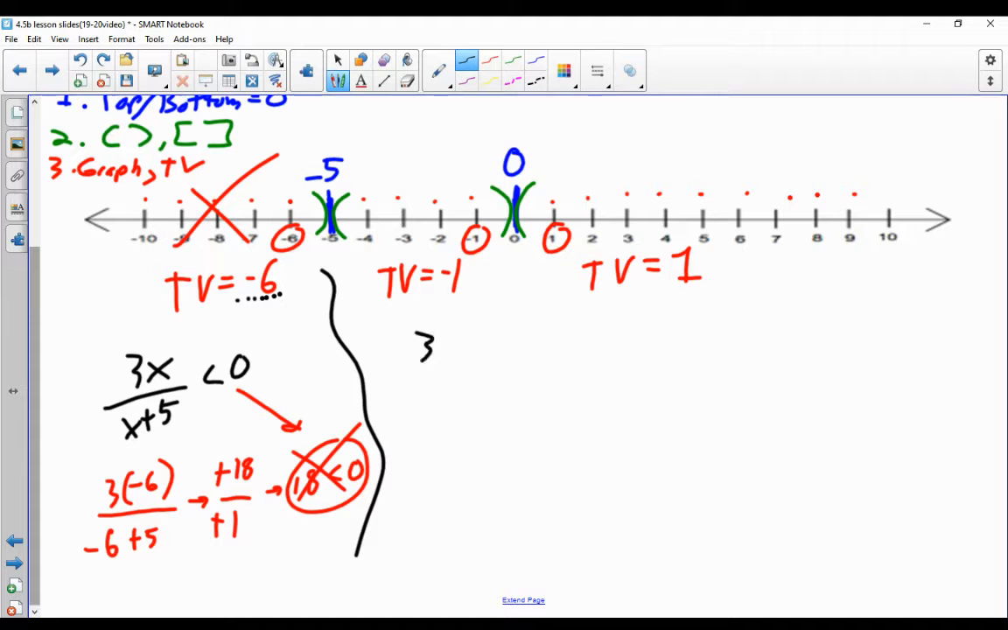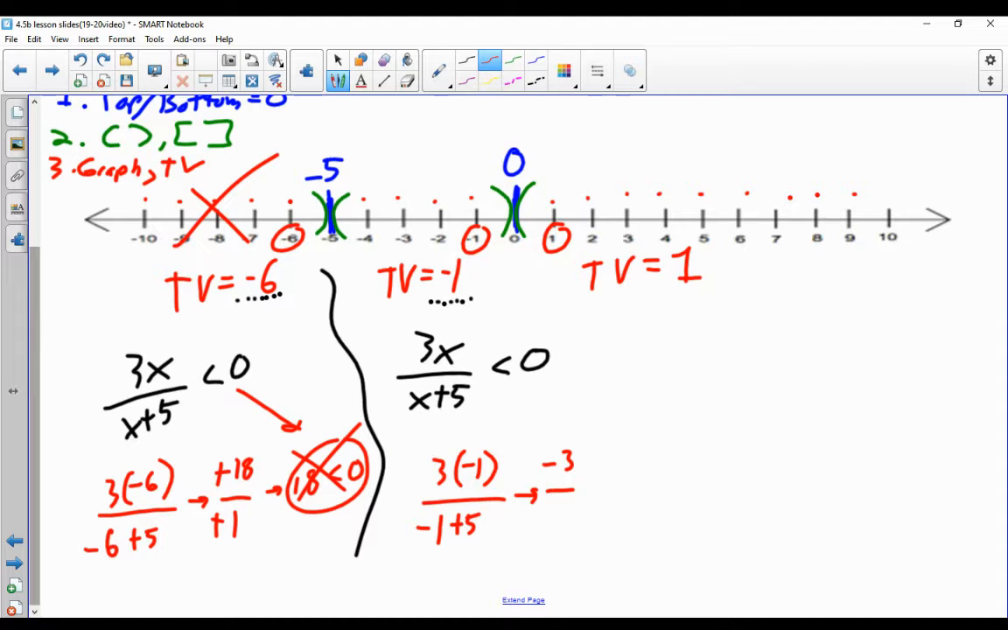All right, interval number 2, 3x divided by x plus 5, still less than 0. This time I'm going to plug in -1. So let's do it. 3 times -1, and on the bottom you'll have -1 plus 5. Go from there, top you'll get -3. On bottom, -1 plus 5 will give you 4. So -3/4. And is that less than 0? -3/4 less than 0 is true, because the negative is smaller than 0. So the second interval passes, and we're going to shade it as part of our answer.